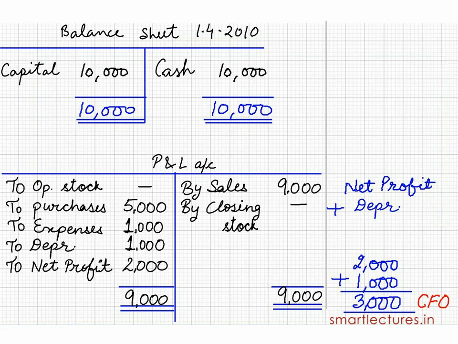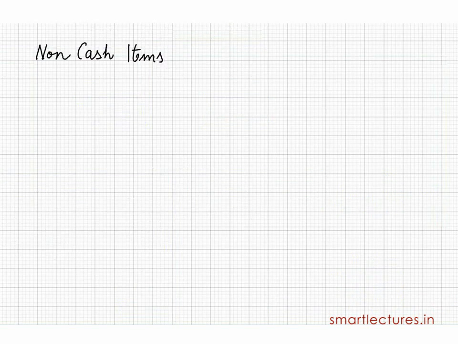So it's quite simple. You have learned that any non-cash item will be added back to the net profit if you find any non-cash item on the debit side of profit and loss account. So let's see what can be the items which are non-cash items and are found on the debit side of the income statement, or you can say profit and loss account. All these items are added back to the net profit.